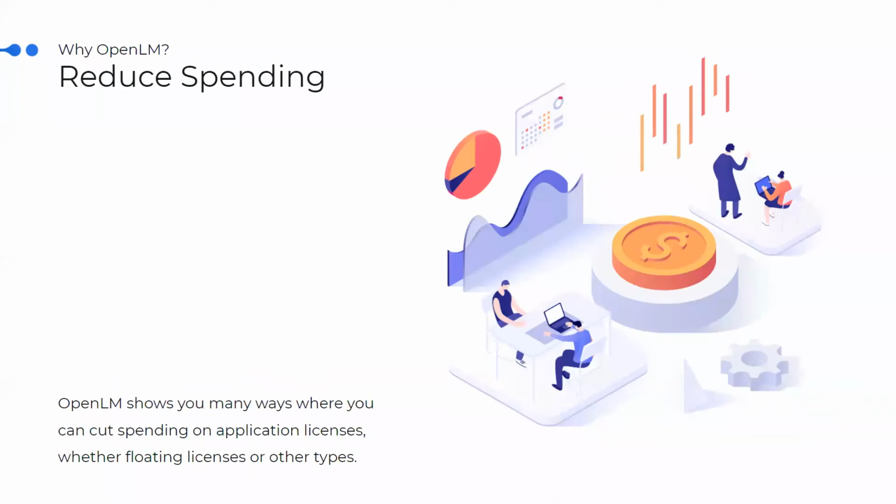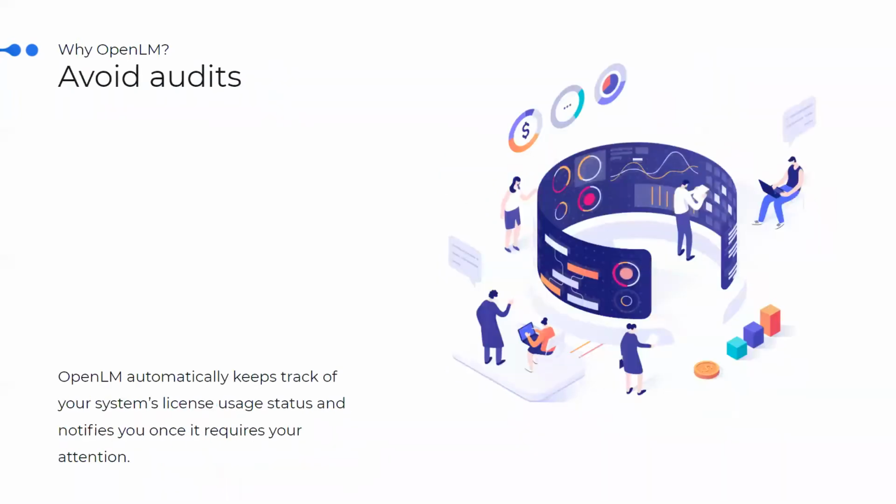Now, one of the most important benefits, reduced spending. OpenLM boasts a variety of reports and widgets which indicate the health of your licenses and show how many ways you can reduce spending on the application licenses, whether they are floating licenses or any other type of license model. So basically, it helps you to cut down the cost, optimize your licenses, and hence have a very good return on investment that you make on OpenLM.